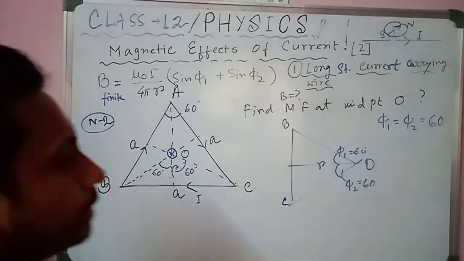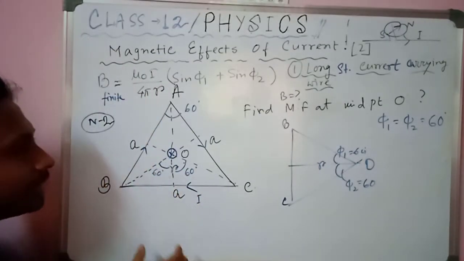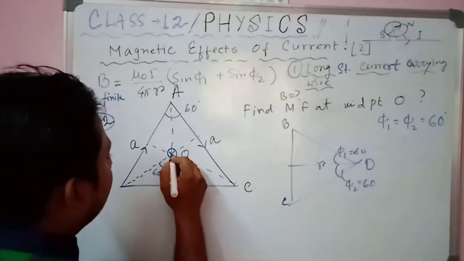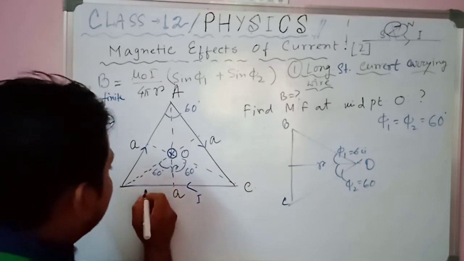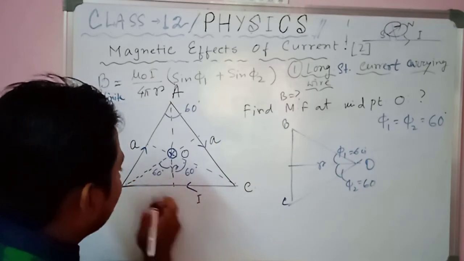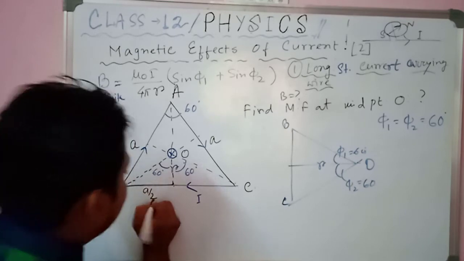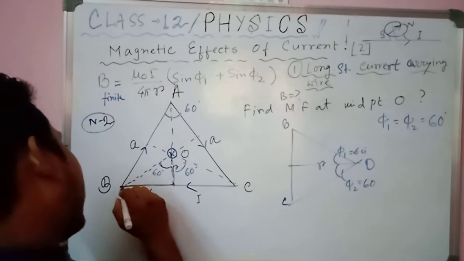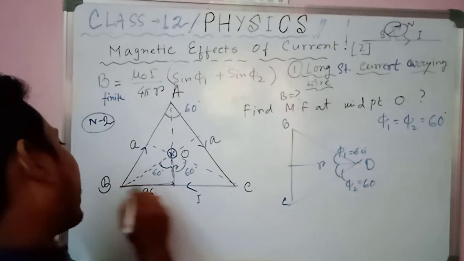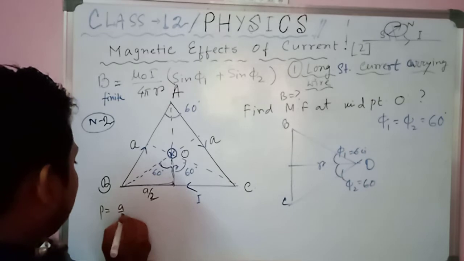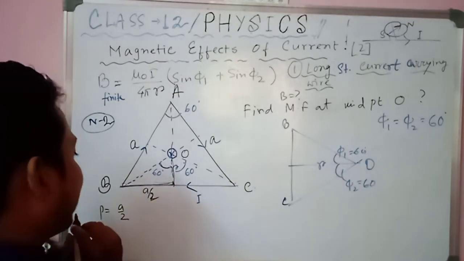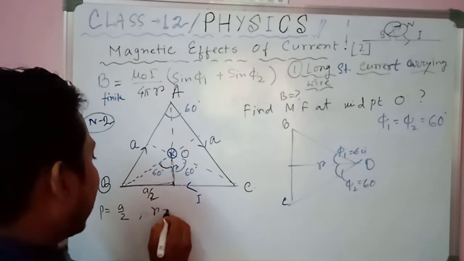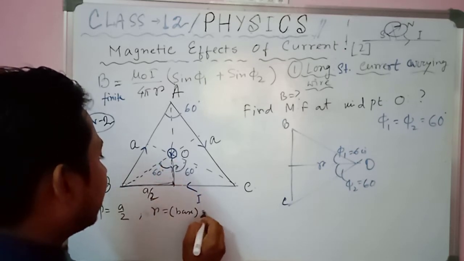And the next thing that you have to do is find the value of R. Students, think: if this side is A by 2, the whole wire being A, then in this triangle the perpendicular is A by 2, this is theta, and this is the base. You need to find the base, which is R. You have to find out R. R means base.